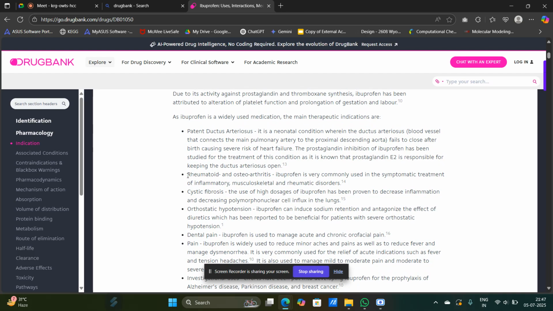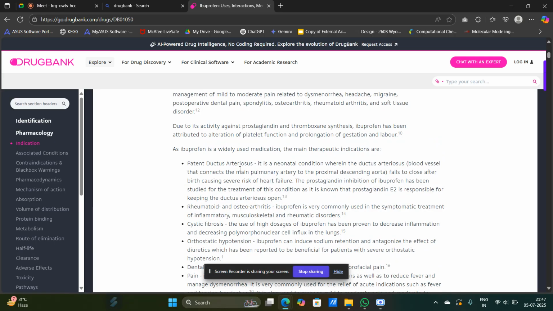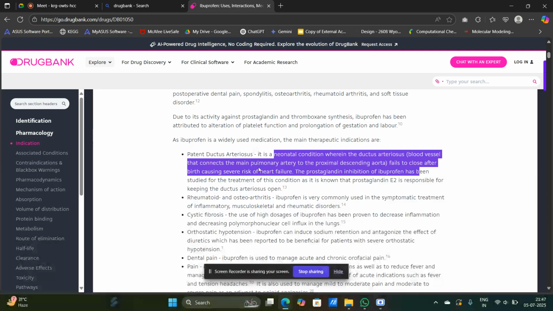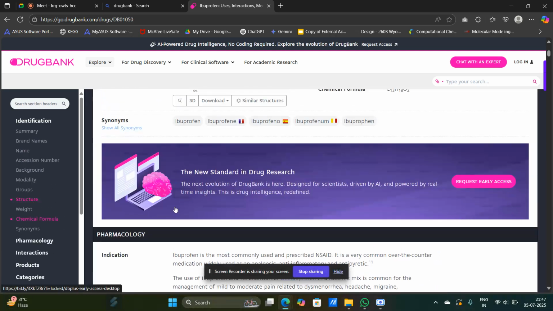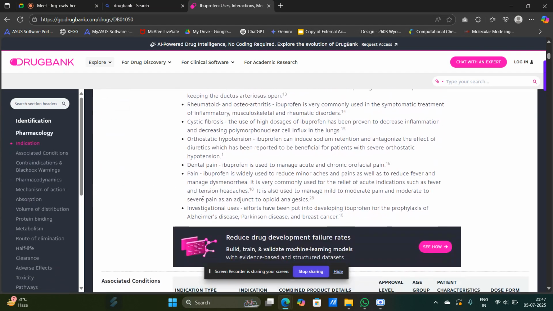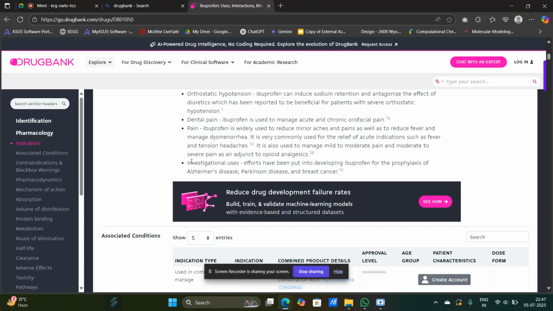And also you have rheumatoid arthritis and osteoarthritis, which are very famous diseases, and a lot of research is being done. And there is one more, patent ductus arteriosus. So you have a description written after the title, for what conditions the drug is being used. And it's a short section under pharmacology. And you have also written investigational uses. It just means that the effect of ibuprofen has not been proved. It is still under investigation.